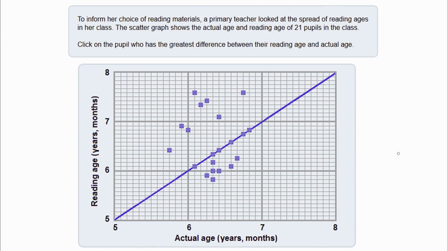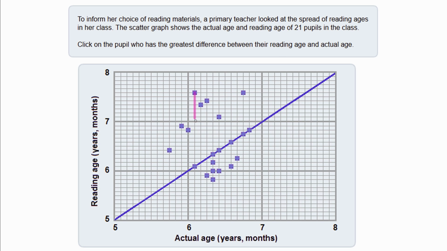In this question we are given the scatter graph from question 1, and we are now asked to click on the pupil who had the greatest difference between their reading age and actual age. Now in the last question we noticed that the graph had this y equals x line in here, in blue, and we determined that any point on that line represents a student who had the same reading age as actual age. But if we want the biggest difference, we want to pick the point that's furthest away from the line.